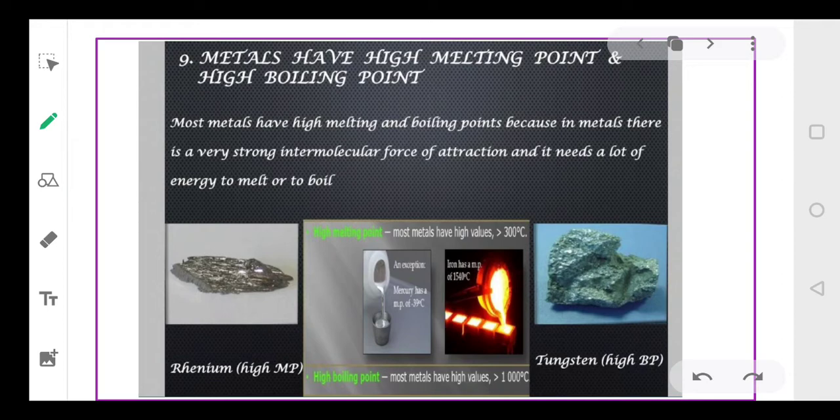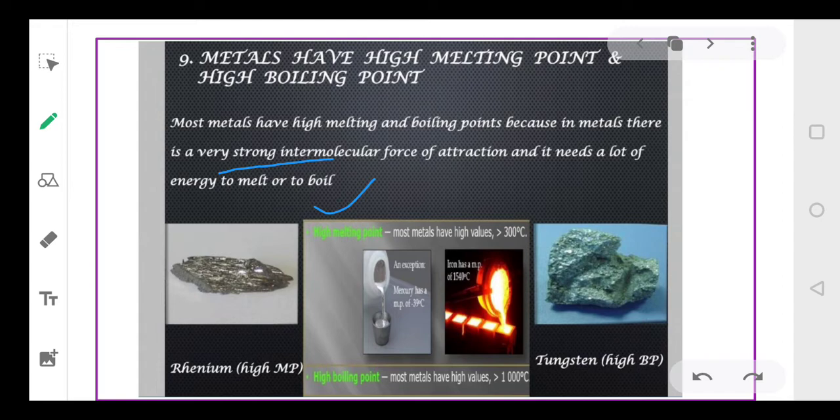Now the next property that we have to talk about is that metals have high melting and boiling point. Metals have high melting and boiling point, again because they are connected with each other with a strong force of attraction. The particles of the metals, the atoms of the metals, are tightly bonded with each other, and thus a lot of energy is required to melt them or to boil them.